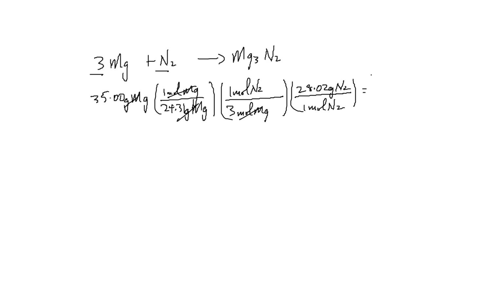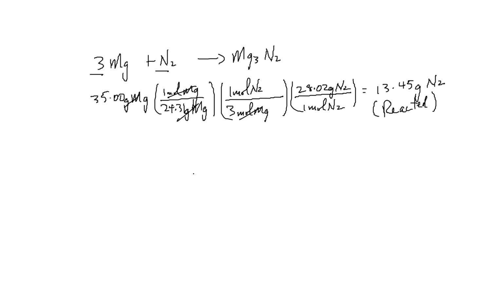And work that out. So let's see what that gives. 35 divided by 24.31 equals that, divided by 3 equals that, times 28.02. And according to my calculations, this works out to be equal to 13.45 grams of nitrogen. Now remember, this represents the mass of nitrogen that reacted.